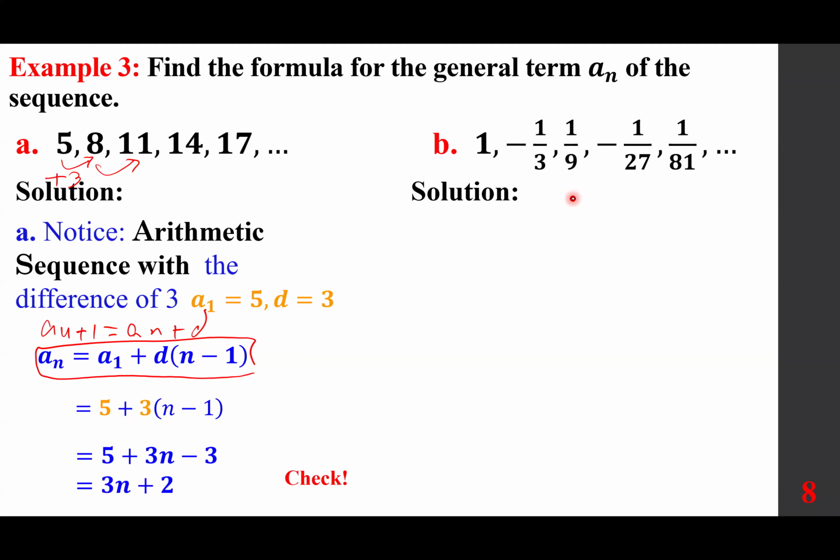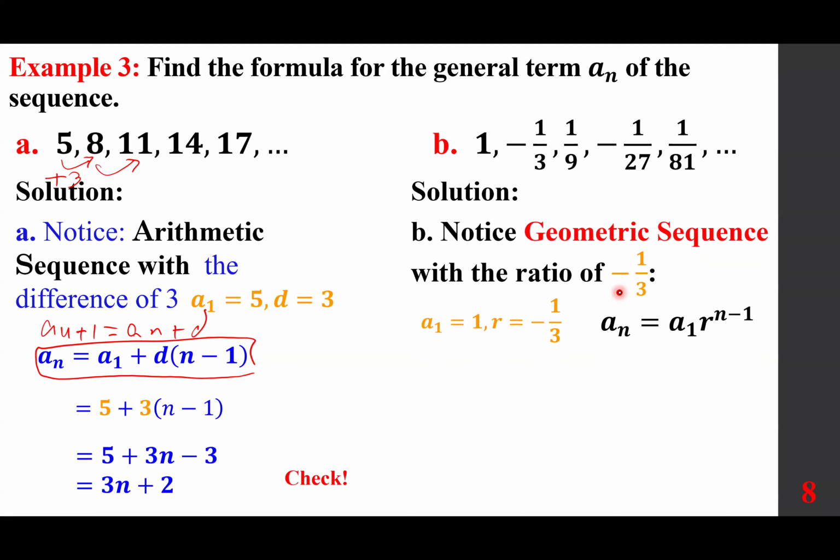Part B, again, by inspection, we notice this is a geometric sequence because if I multiply this one by negative 1/3, I get the second one. If I multiply this one by negative 1/3, I get the third one, and so on. So it's a geometric sequence with a ratio of negative 1/3. So I'm going to write my first term a sub 1 is negative 1/3, and I'm going to use the general term a sub n equals a sub 1 r to the power of n minus 1. And now I'm going to replace that r with negative 1/3.